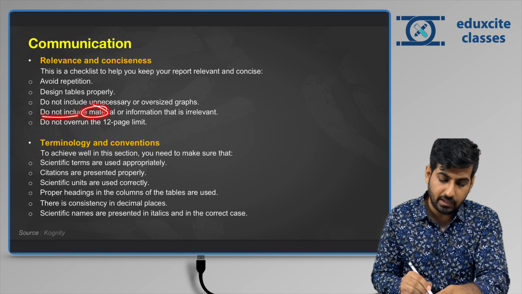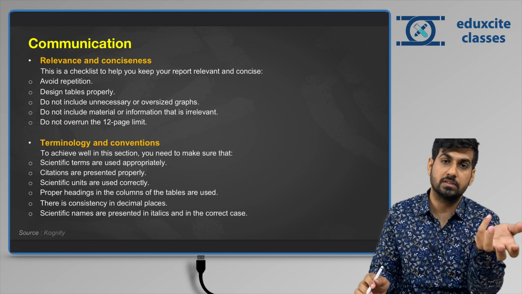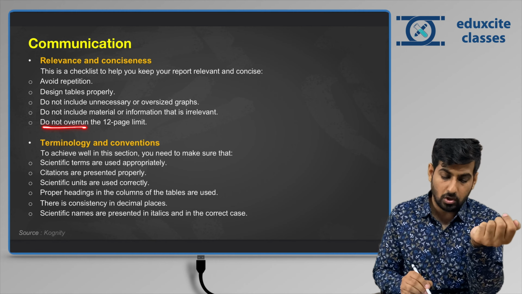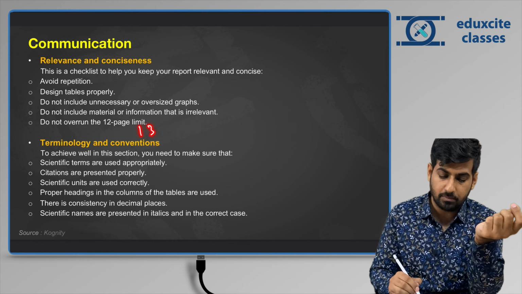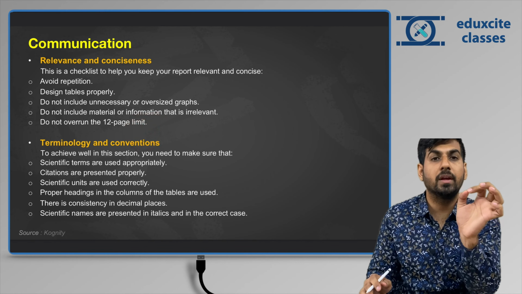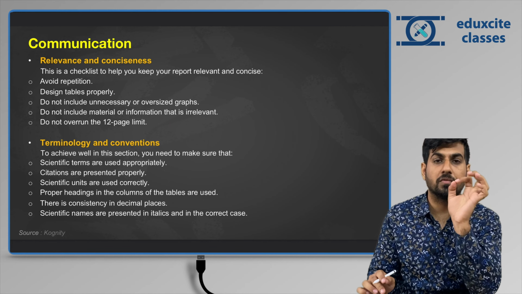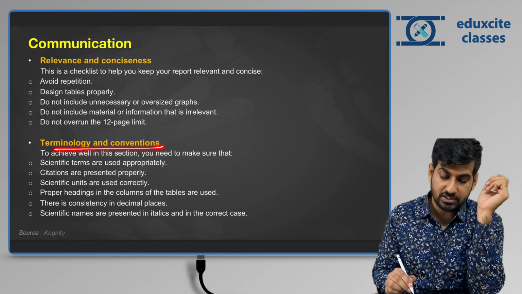Do not include material or information that is irrelevant just to increase the number of pages or to fit into the 12 pages, as I mentioned earlier. Do not overrun the 12 page limit. Even if you go to the 30th page, that will not be considered by the examiner. You will be graded only on the first 12 pages. As simple as that. Terminology and convention.